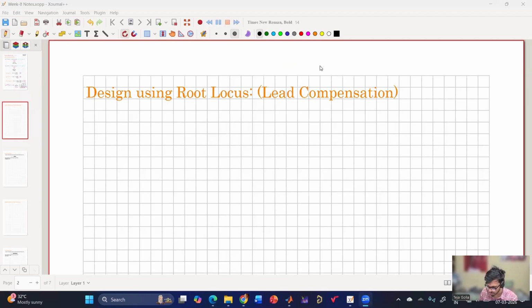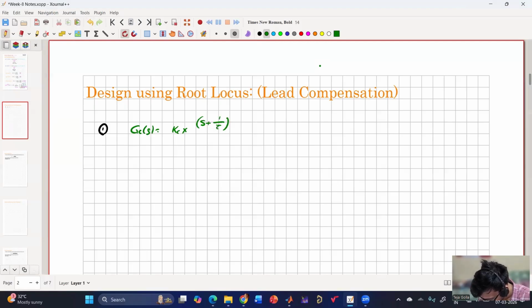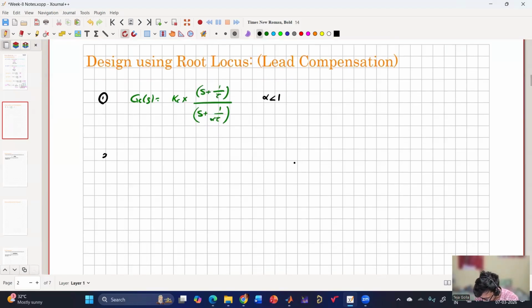So, design using root locus. The first point is lead compensation. My Gc of s will be Kc into s plus 1 by tau, and then s plus 1 by alpha tau, and we have seen that alpha is less than 1. So when will this be used? Again, we have discussed it. This is to improve the transient response.